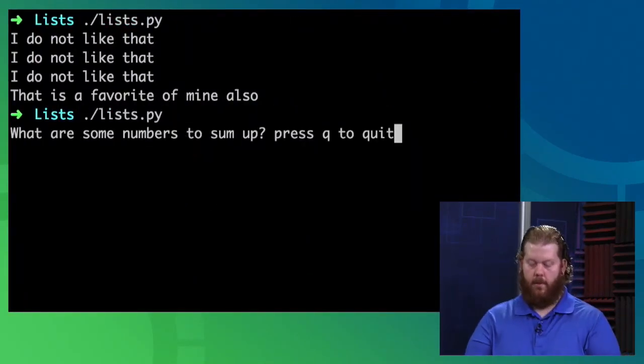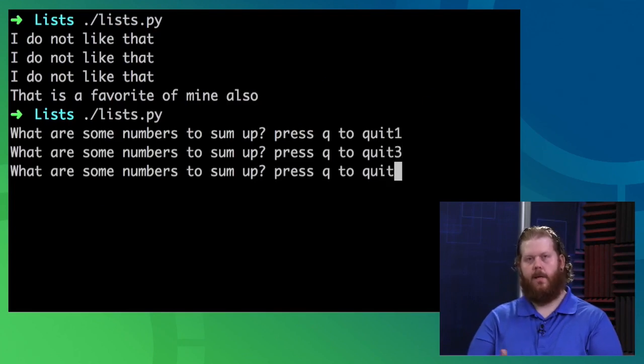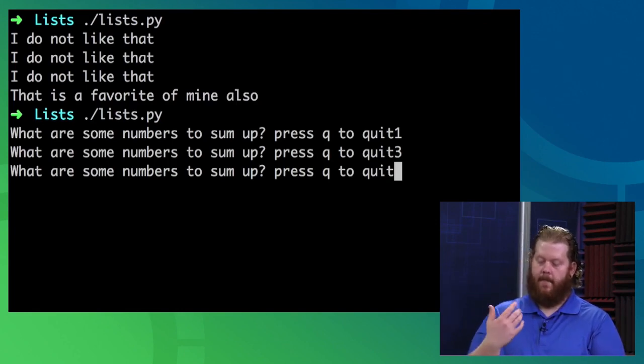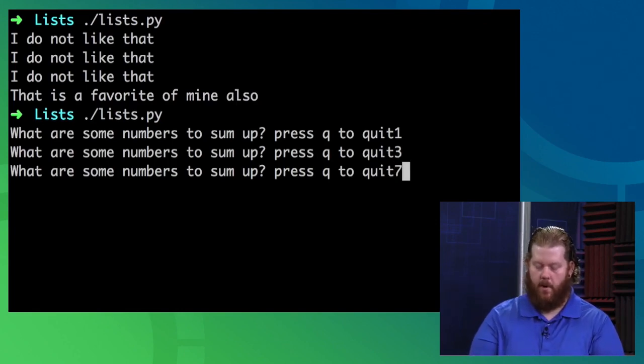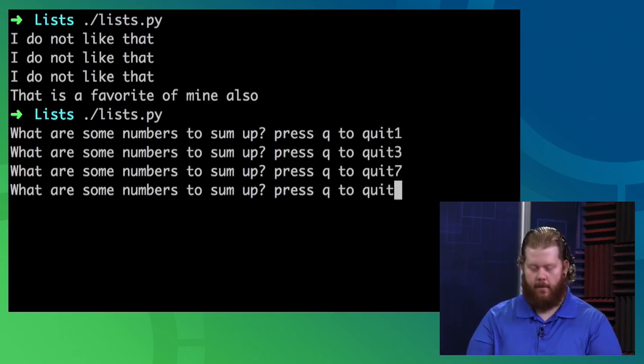So what are some numbers? 1, 3, and I got some weird output here. This is an example of a runtime error. I forgot to put a space at the end. Easy fix. It's not really going to affect how my program works, but it is a little annoying.